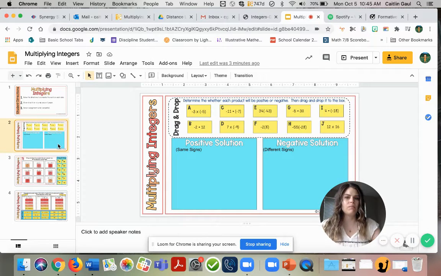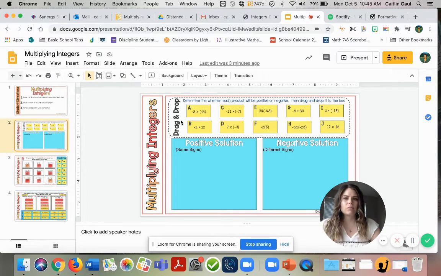It's pretty simple. Your positive solution is going to be if you are multiplying things with the same sign. So two positive numbers multiplied together or two negative numbers multiplied together. You will get a negative solution if you are multiplying two things with different signs. So that is your negative times a positive.